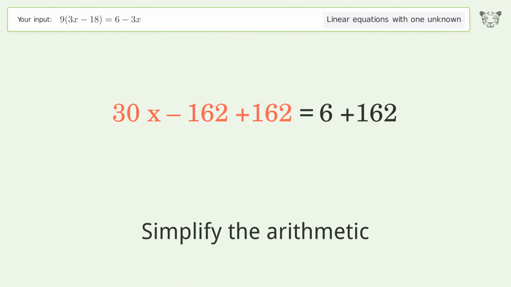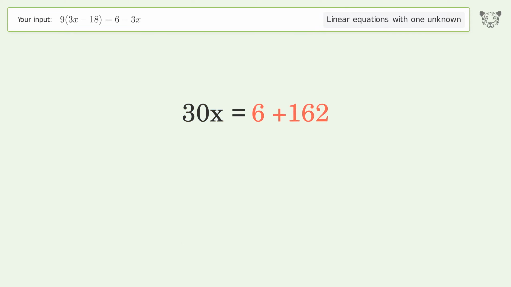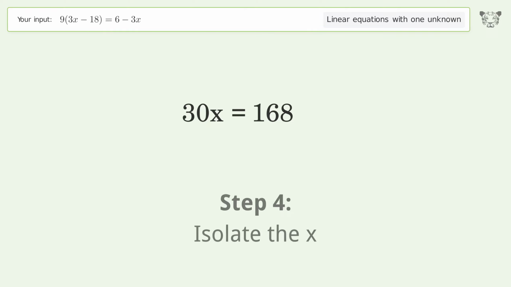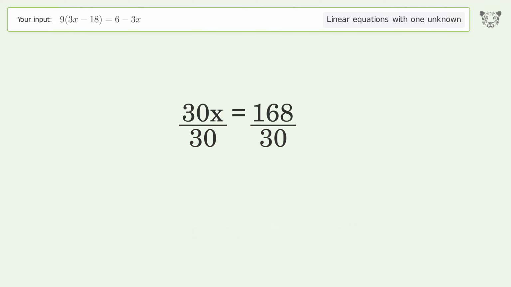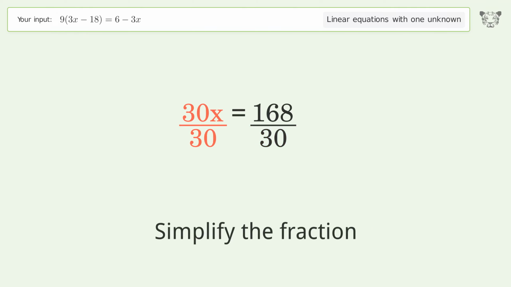Simplify the arithmetic. Isolate the x. Divide both sides by 30. Simplify the fraction.